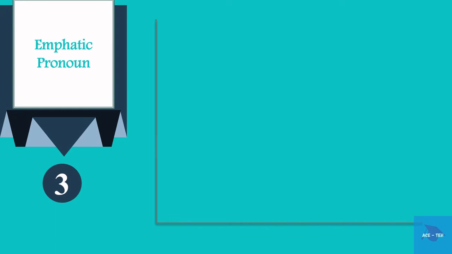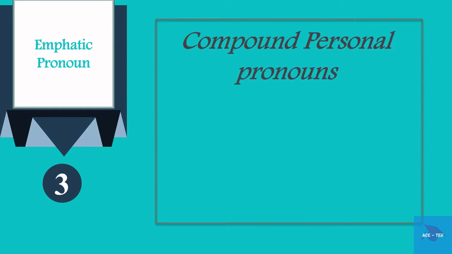The third kind is emphatic pronoun. When the compound personal pronouns are used for emphasis, they are specifically called emphatic pronouns. They usually occur immediately after the nouns and pronouns.